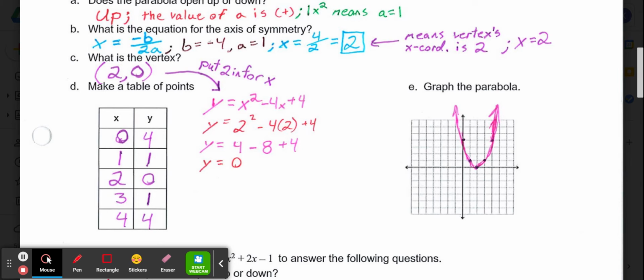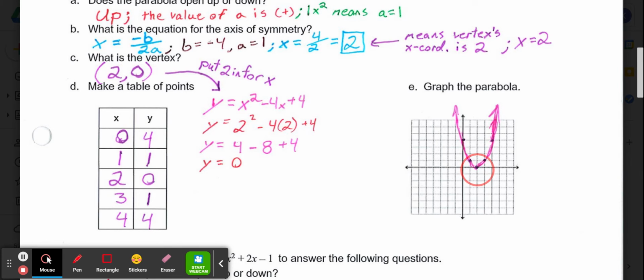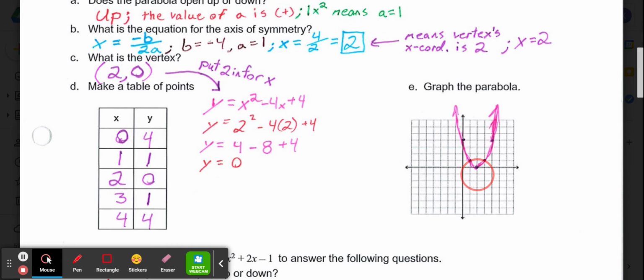So then the last thing we do is we graph our parabola using these 5 points. So we have our vertex over 2 up 0, then over 1 up 1, over 3 up 1, over 4 up 4, and over 0 up 4. And then you can see if we draw in our curves, that gives us a U shape with the vertex at 2, 0.